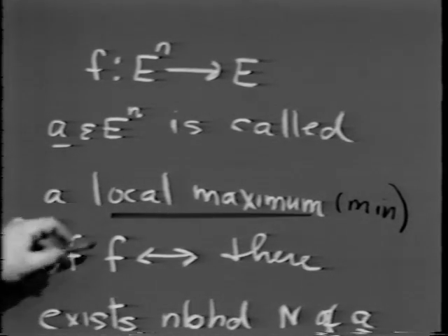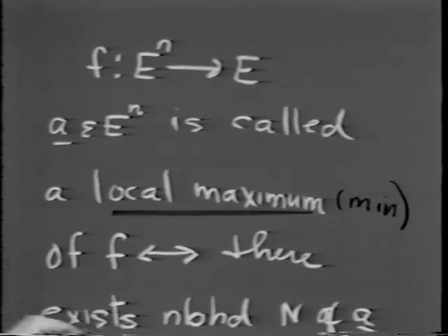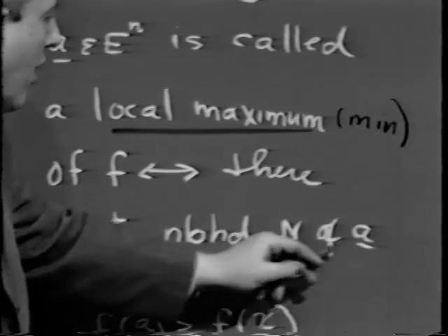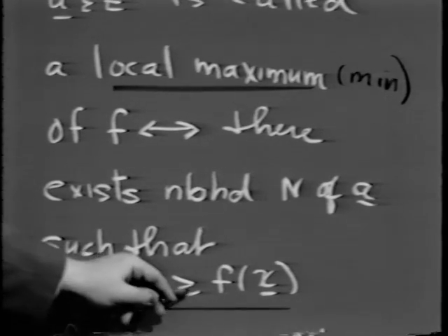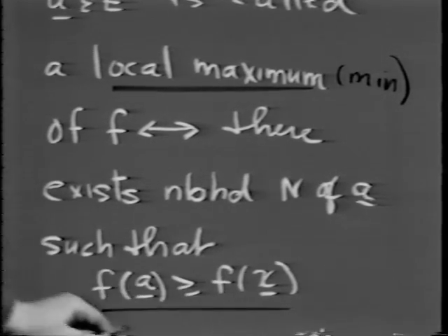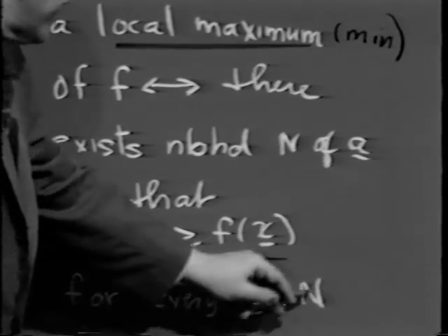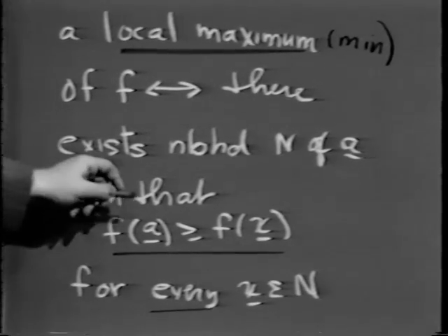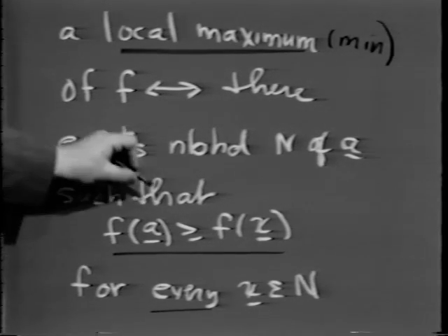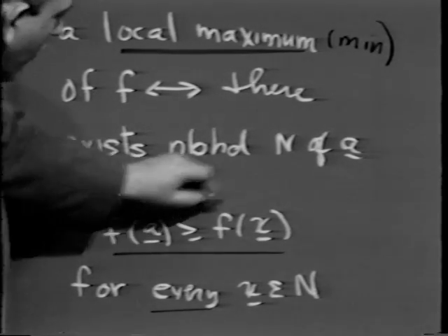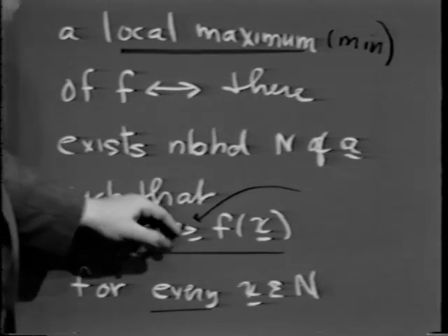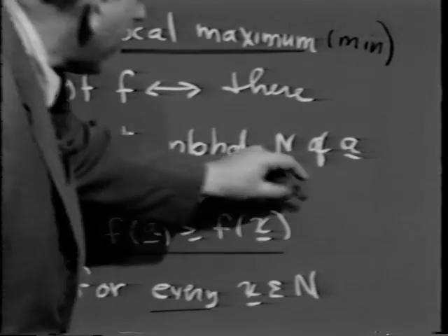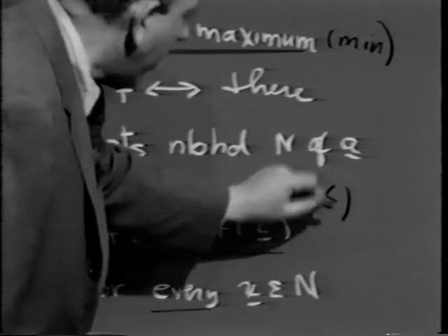It's called a local maximum of f if and only if there exists a neighborhood N of a bar such that f of a bar is greater than or equal to f of x bar for every x bar in the neighborhood. I suppose, by the way, while we're at this, for a local minimum, the condition would be what? For a local minimum, instead of f of a bar being greater than or equal to f of x bar, it would be less than or equal to.